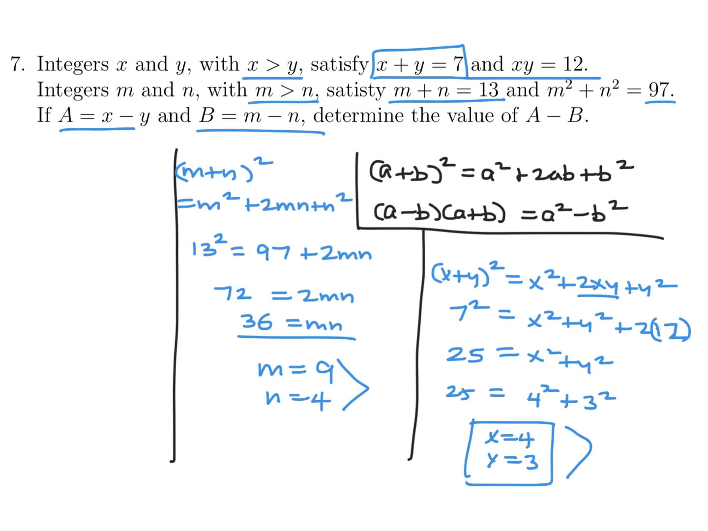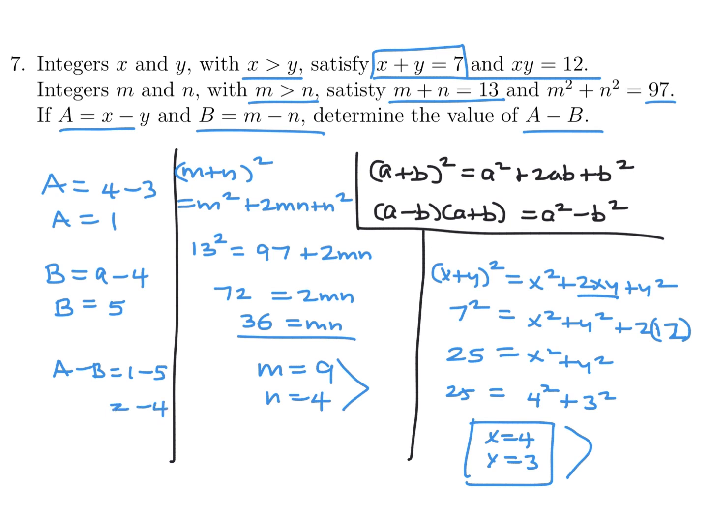Okay, good. And what am I trying to do? This thing here. Okay, so a is x minus y. So that looks to me like 4 minus 3, so a is 1. B is m minus n. So that's 9 minus 4, which I believe is 5. And then finally, they want a minus b. So that looks like 1 minus 5, which is negative 4. So there you go.